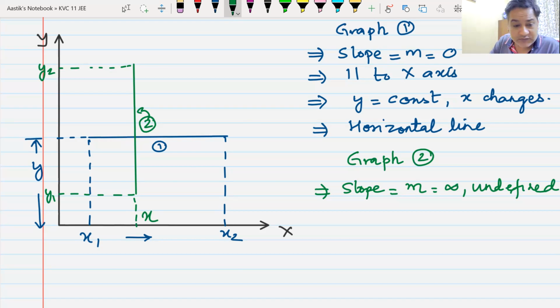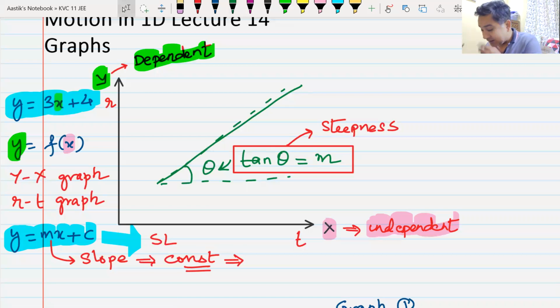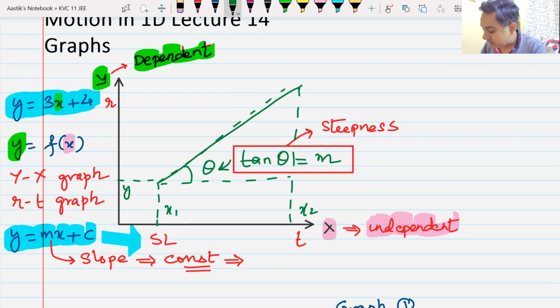Now, if we go back to the previous case, when I talked about this graph, the steepness of this graph, one thing I did not mention here was how we were finding the tan theta of this graph. So let me just write it here. If this value of x is x1, this value of x is x2, this value of y is y1, and this value of y is y2. How do I find the slope of this graph?